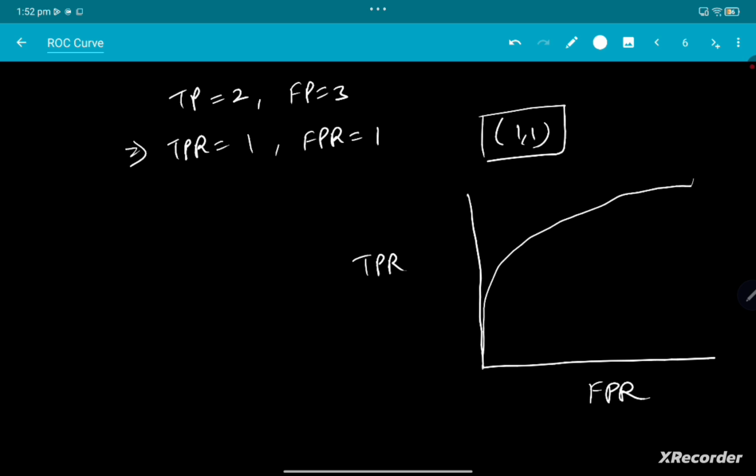So as we reduce our threshold, the model becomes more aggressive in predicting the positive values, as we have seen. So it means that this increase in the true positive rate will also increase the false positive rate. So the ROC curve captures this trade-off visually.